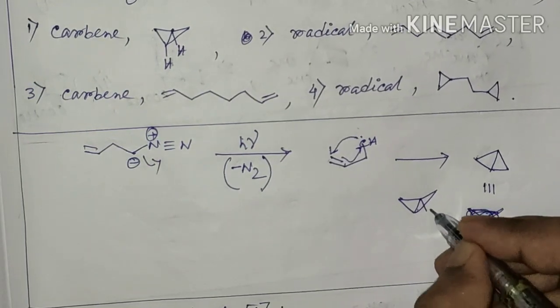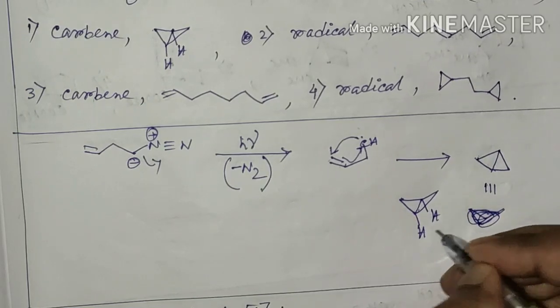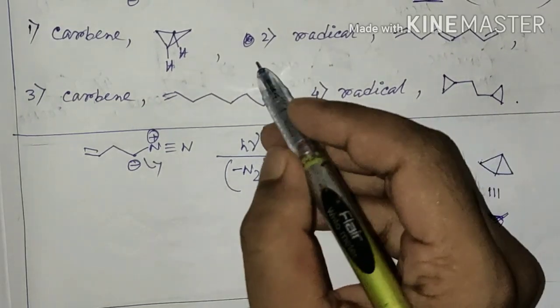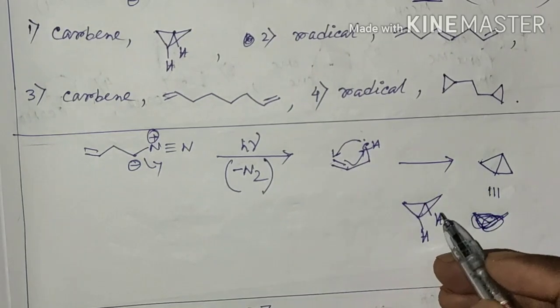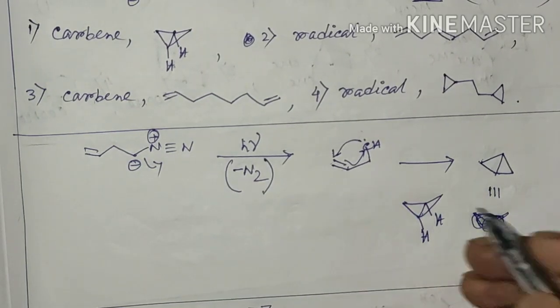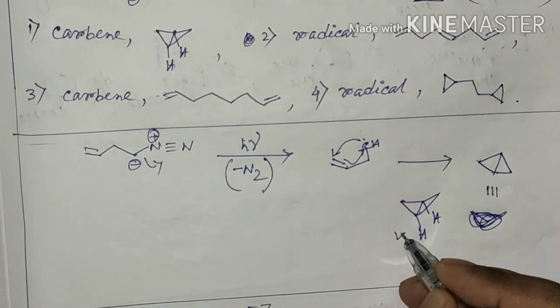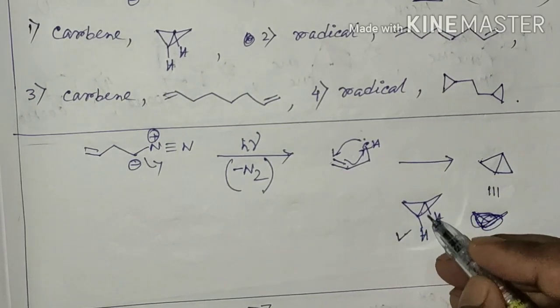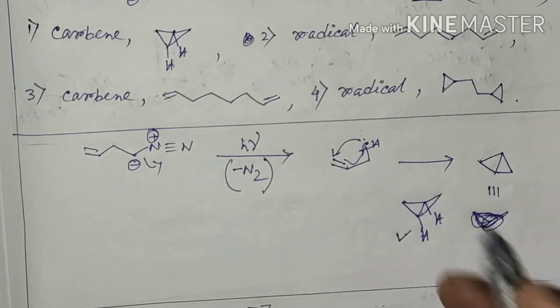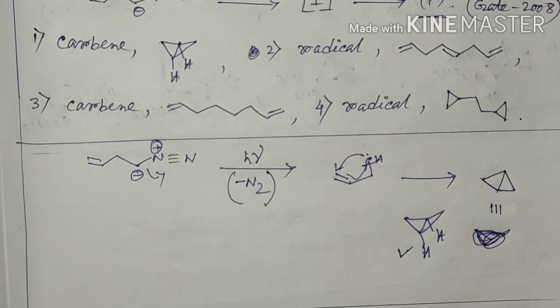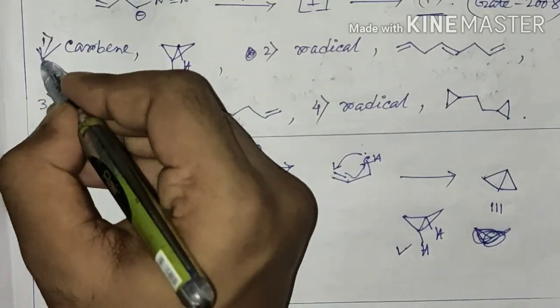Here the hydrogen will be on the same side. Since the addition of the carbene will be stereospecific and occur in a concerted manner, the final product will be like this, and the 2 hydrogen atoms will be on the same side, that is the concerted addition of this carbene. So from the given options we can see that the first option is the correct answer.